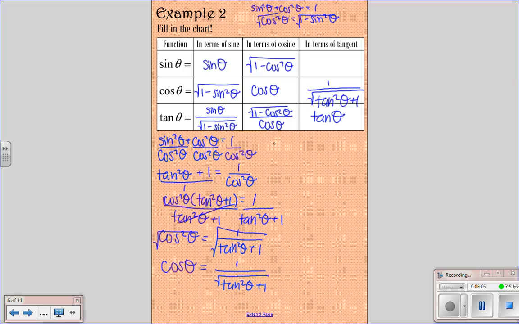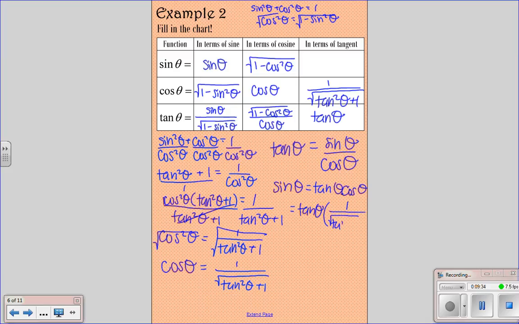Now for sine. We know that the tangent of theta is the sine of theta over the cosine of theta. So if I wanted to solve for sine, I just multiply by cosine. And so the sine of theta would be the tangent of theta times the cosine of theta. Well, we figured out that the cosine of theta was 1 over the square root of tangent squared theta plus 1. And so if we multiply these two together, we're just going to get the tangent of theta over the square root of tangent squared theta plus 1.